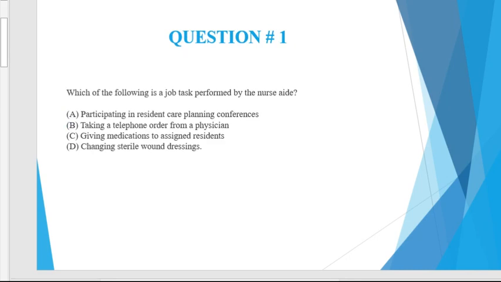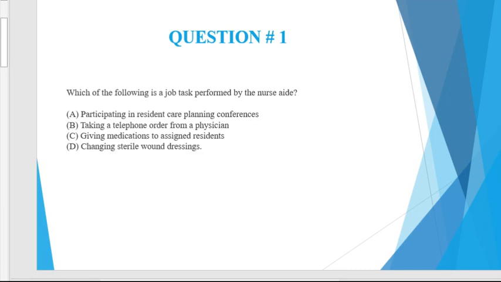Now, let's take one question. Which of the following is a job task performed by the nurse aide? Number 1 or A, participating in resident care planning conference; B, taking a telephone order from a physician; C, giving medication to assigned residents; D, changing sterile wound dressing. I hope you will pick the correct answer. But before then, let's take these options one after the other.